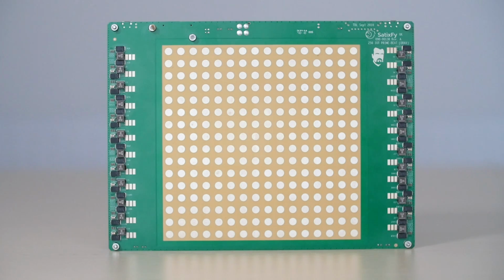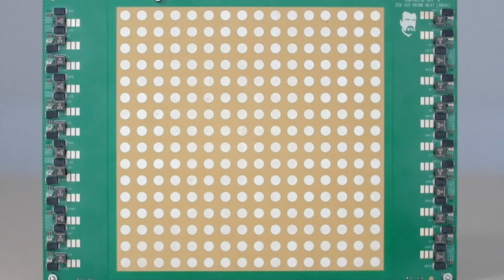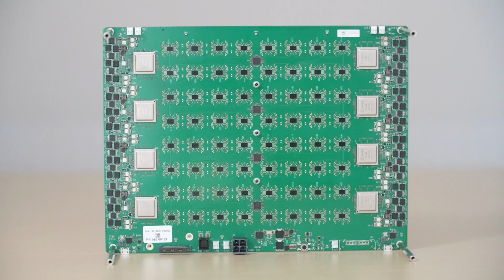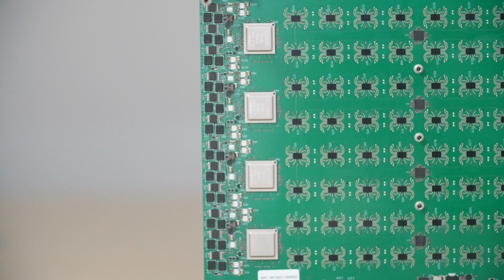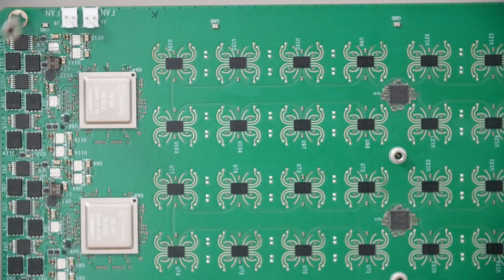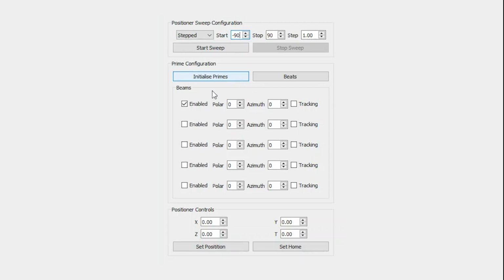Here is our antenna panel. On the front of the antenna panel, we can see the 256 elements placed in a 16 by 16 square lattice. On the rear of the panel, we can see the 8 Prime digital beamformer chips, 4 on each side, with each Prime driving 8 Beat RFIC chips. The antenna is fully configured and controlled via the SatixFy antenna control application.